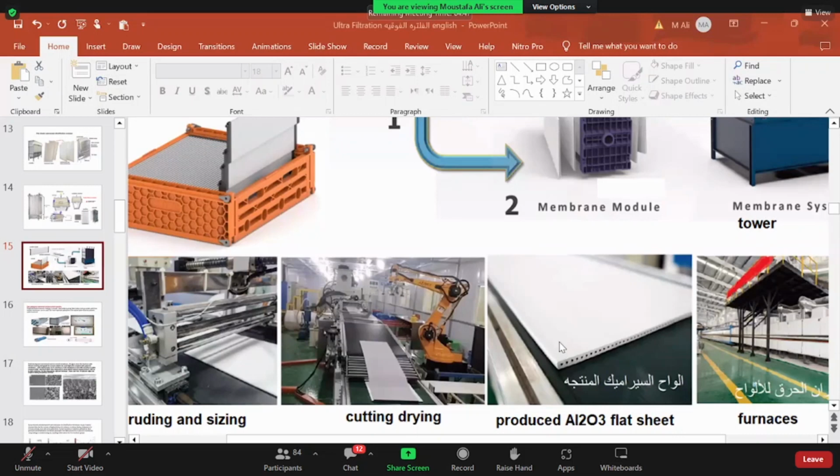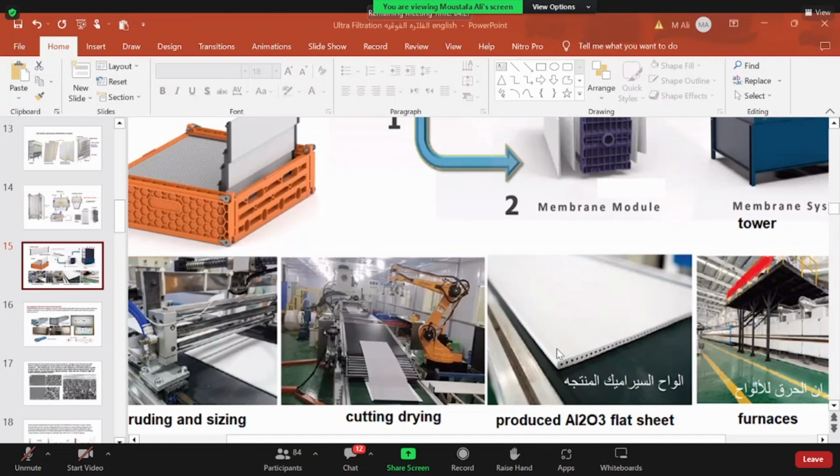So let's come back to our topic, which is the flat sheet. Now I have the flat sheet membrane formed like that, which enters the oven or the furnace in production and produces a very consistent, very strong flat sheet membrane.